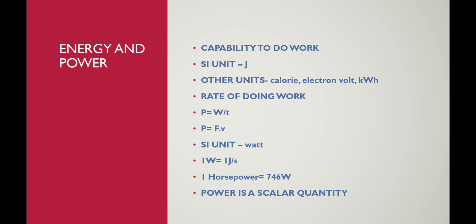Next is power. Power is defined as the rate of doing work and the formula is work upon time. Therefore, power depends upon 2 factors: the amount of work done and the time taken. If a machine or a person does a given amount of work in less time, then more power is spent. Power can also be written as force into velocity. Both power and energy are scalar quantities.